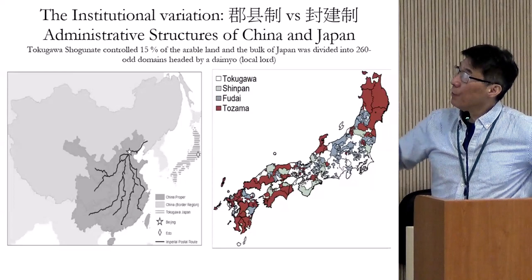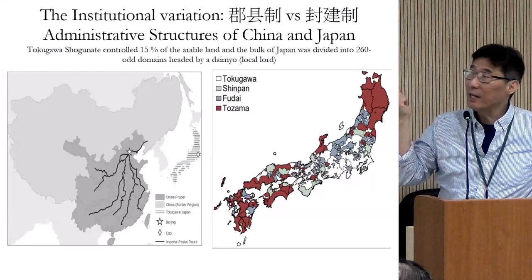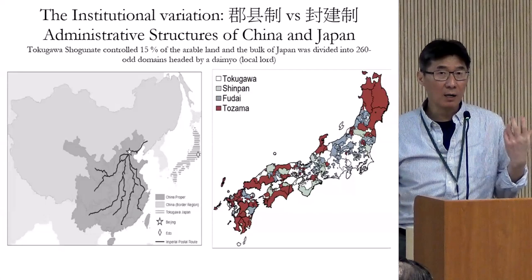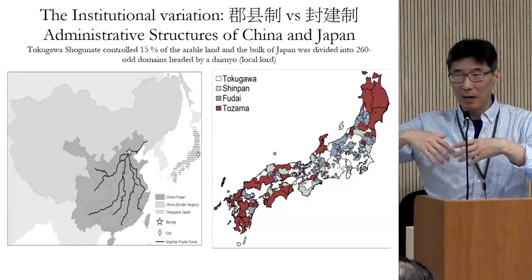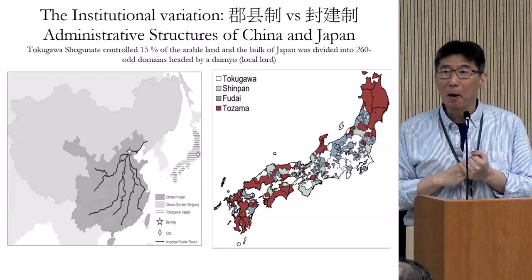The Tozama are the domains that Tokugawa did not trust because they were on the other side of the warring factions in the 17th century when Tokugawa won the war. So they put them outside. The ones close to them are called the Shinpan and Fudai. Shinpan are related by blood. So you can think about a feudal system of control: I'm the Zhou emperor, and I have various kings. Some are closer to me, some are my relatives, and some swear allegiance to me, but I don't really trust them.